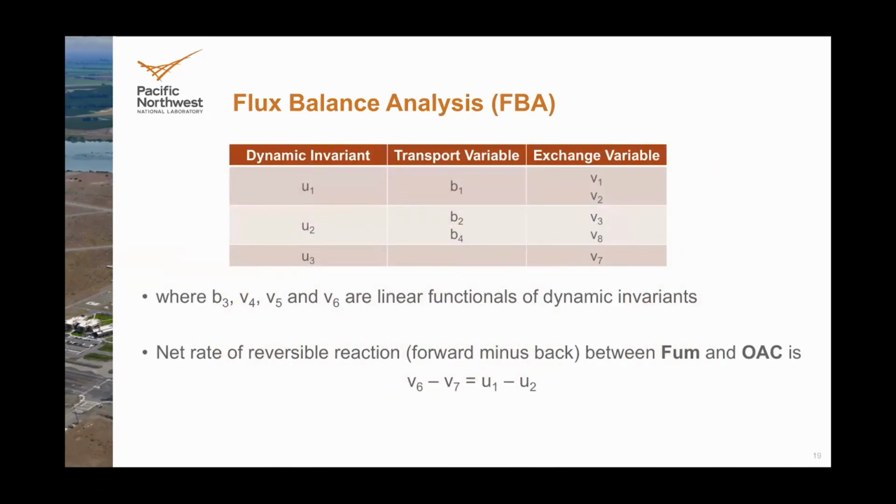So we go through our right-hand matrix, and we can then characterize all of our original variables according to the dynamic invariants. And you can see that I've done this for the transport variables and the exchange variables. And then V3, V4, V5, and V6, we found to be linear functionals of the dynamic invariants. And as I mentioned before, we can calculate the net rates for our reversible reactions, so the forwards rate minus the backwards rate. And we can see that it is also a linear functional of the dynamic invariants.